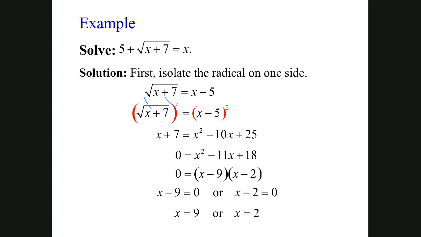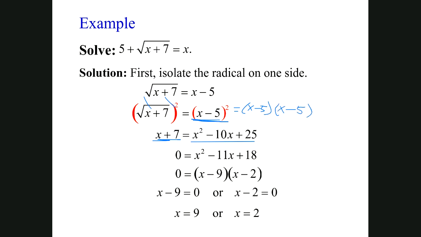My right hand side is a perfect square, so I cannot solve this equation right away because my right hand side has an x in it. I will have to get rid of this perfect square, combine the like terms, and then be able to solve it. Some people ask, how do I find this perfect square? If you don't remember the perfect square formula, you go do the FOIL. This will be x minus 5 times x minus 5.